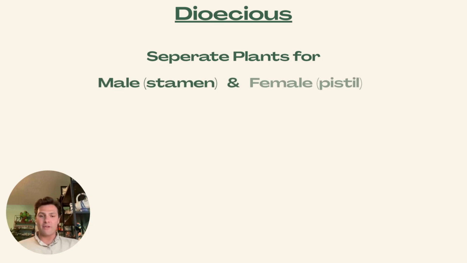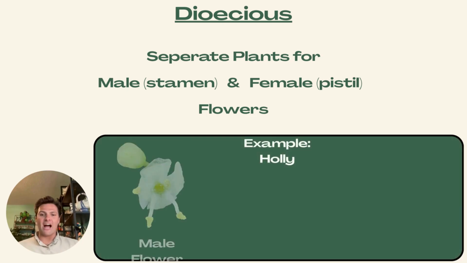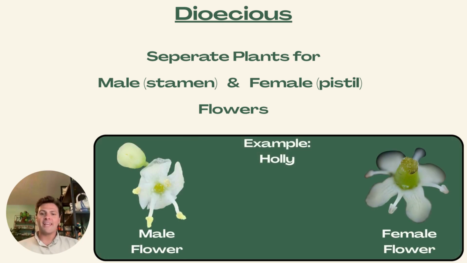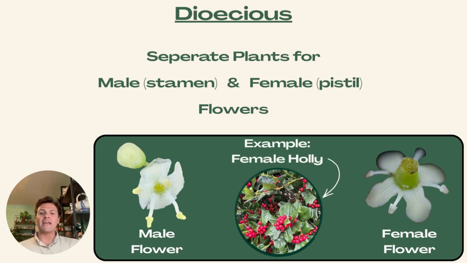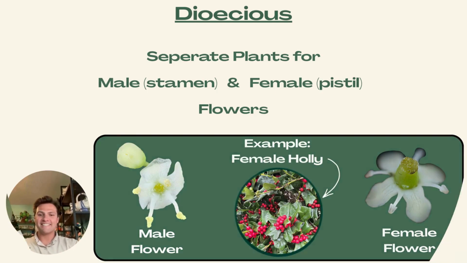Lastly is dioecious plants. This group has separate plants for their male and female flowers. So on one plant, you'll have your stamens, your male flowers, and on another plant, you'll have your pistil, your female flowers. A great example of this is hollies, that genus Ilex. And probably the best way to tell, and the easiest, if it's a male holly or a female holly is that the females have those red berries.